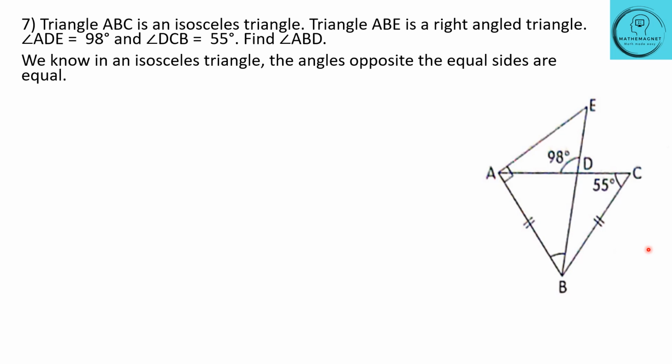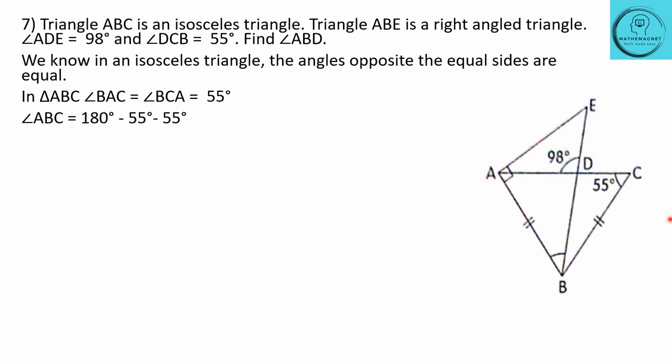What is the first fact that we know? That triangle ABC is an isosceles triangle. So what are the properties of an isosceles triangle? Two sides are equal and also their opposite angles are equal. Now we know one of the opposite angles is 55 degrees. So obviously angle BAC will also be equal to 55 degrees, correct? So angle BAC is equal to BCA, equal to 55 degrees, based on the properties of an isosceles triangle.